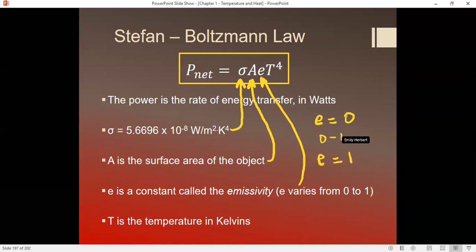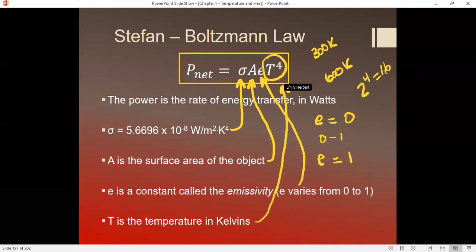And then finally, look at this. It goes by temperature to the 4th power. So if I took something at 300 degrees Kelvin, nearly room temperature, and I heated it up to 600 degrees Kelvin, I made the temperature twice as big. 2 to the 4 is 16. It would glow with 16 times more radiation. And again, T is in Kelvin, not Celsius. Otherwise, you'll get some weird results.